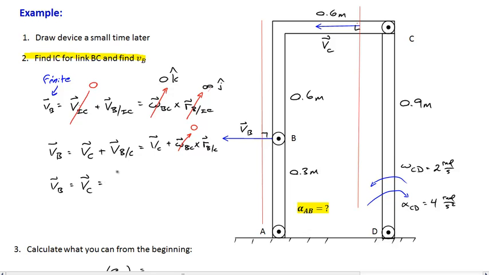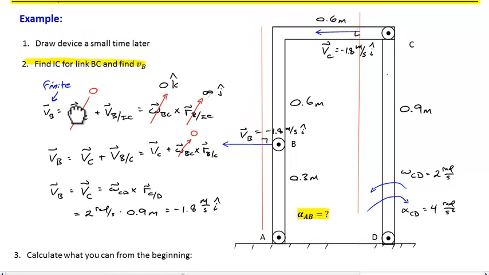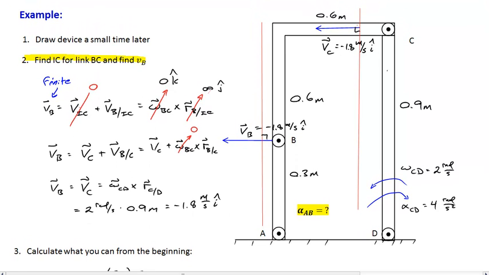So let's continue. One thing that we do know is the angular rate at which this component CD is rotating, at 2 radians per second. So let's write out an expression for VC, and that equals negative 1.8 meters per second in the I-hat direction. I just wrote them both up here for convenience. So with that, think about what else you can calculate. Take a moment, calculate what you can from the beginning, and I'll write it out for you.